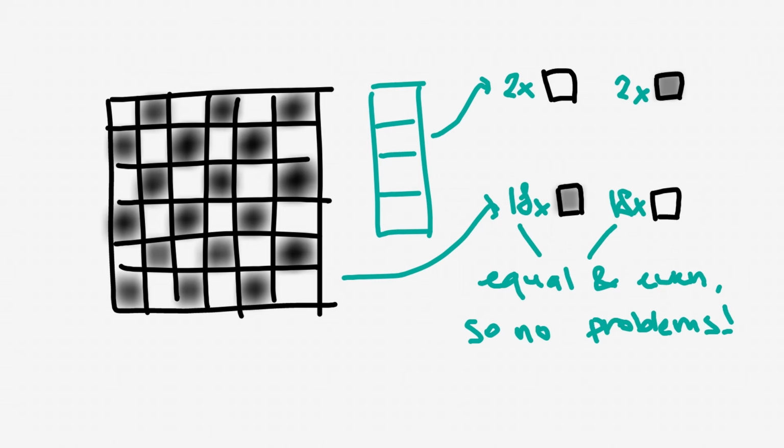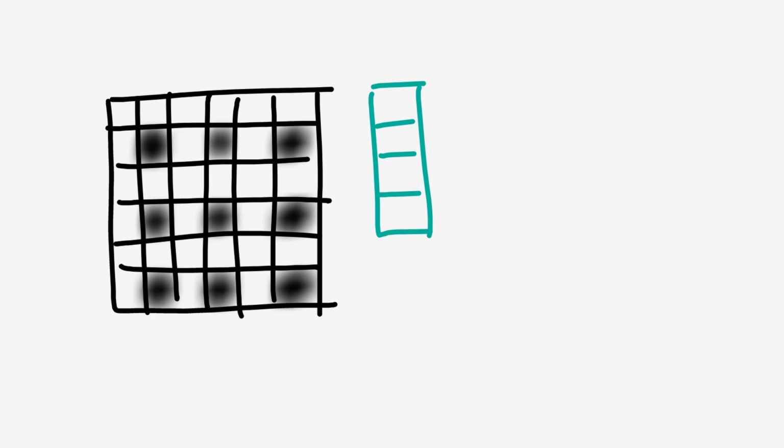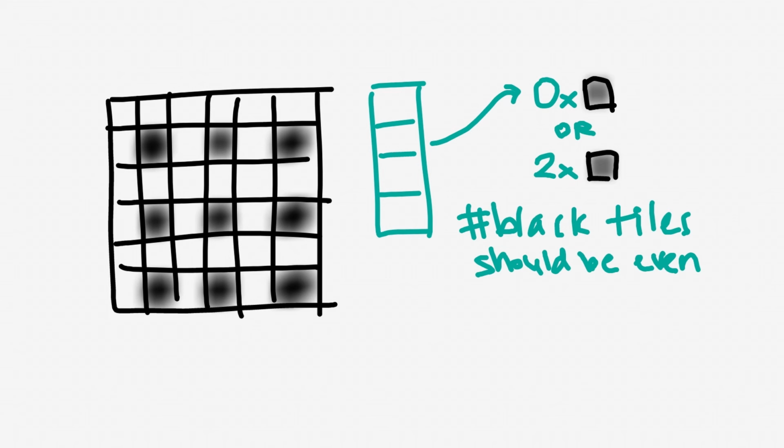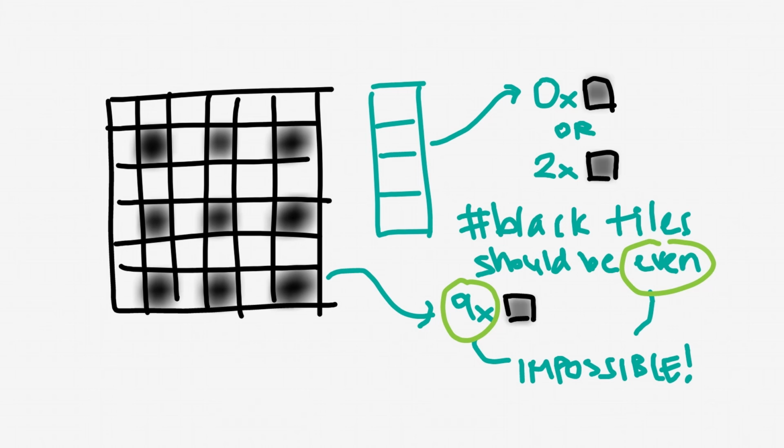However, if we get a little creative, we can find an actually useful coloring, as shown here. In this coloring, each domino must cover either 0 or 2 black tiles, which means that there should be an even total amount of black tiles. However, the board has 9 black tiles, which means that no possible domino tiling exists.